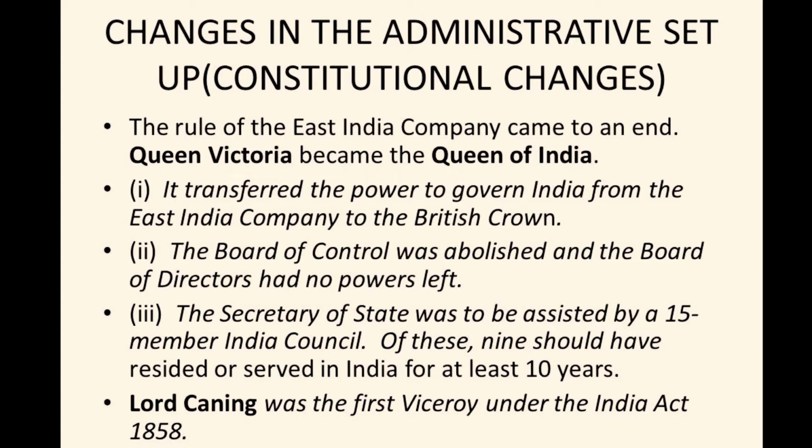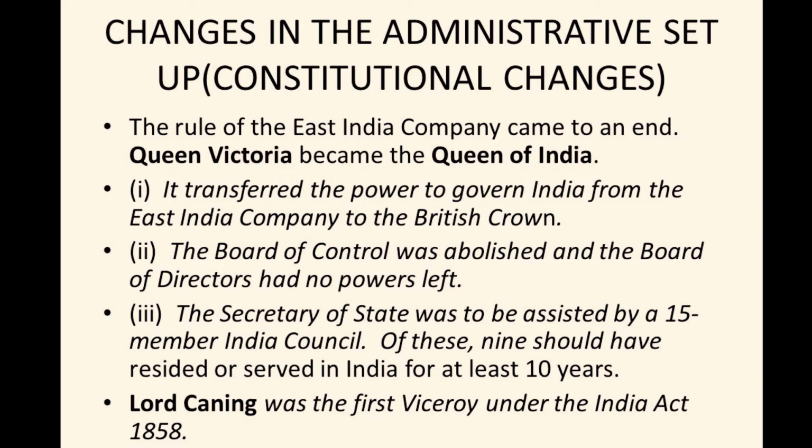What are the changes in the administrative setup? The rule of the East India Company came to an end. That means Queen Victoria became the Queen of India. The power to govern India was transferred from the East India Company to the British Crown. The Board of Control was abolished and the Board of Directors had no powers left. The Secretary of State was to be assisted by a 15-member India Council.